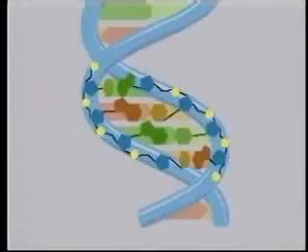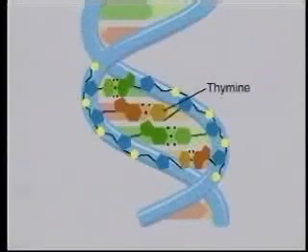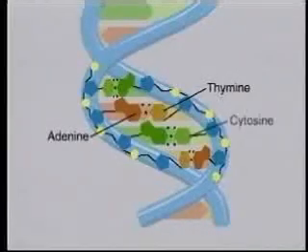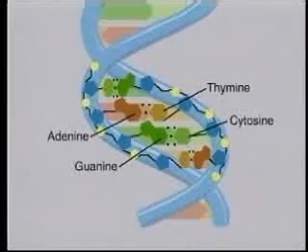Pairs of bases form the rungs of the DNA ladder. Hydrogen bonds hold the base pairs together. There are 4 different bases in DNA: thymine, adenine, cytosine, and guanine.